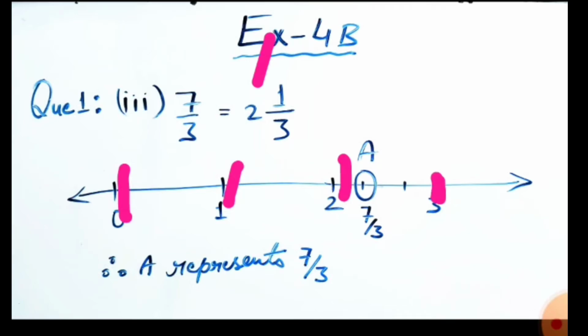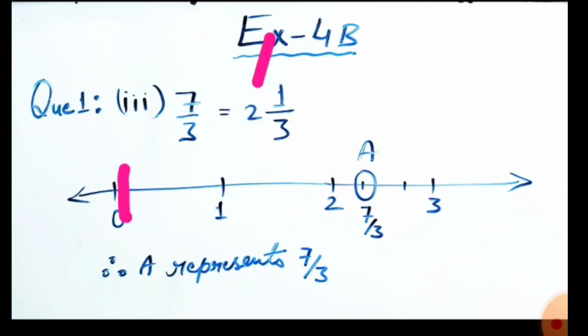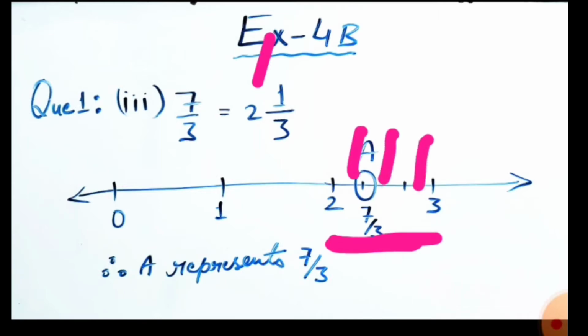So 2 whole means 2 complete. So 0 to 2, this is complete 2. And from the third, this is the third unit. The third unit we will divide it into 3 equal parts. We can see here, this is the third unit. We are dividing it into 3 equal parts. So this is the first part, this is the second part, this is the third part.